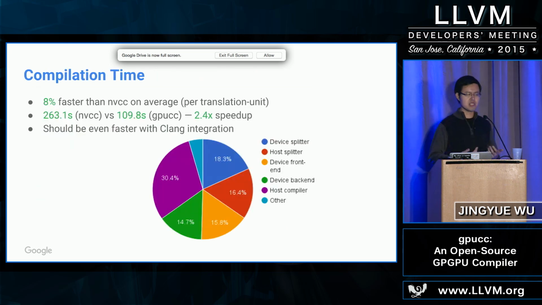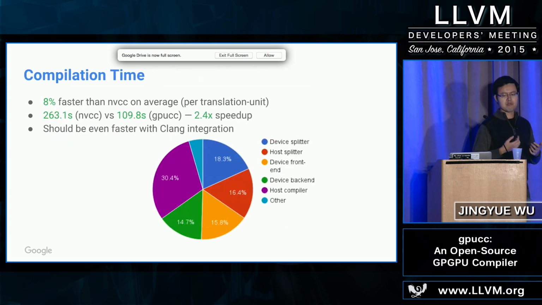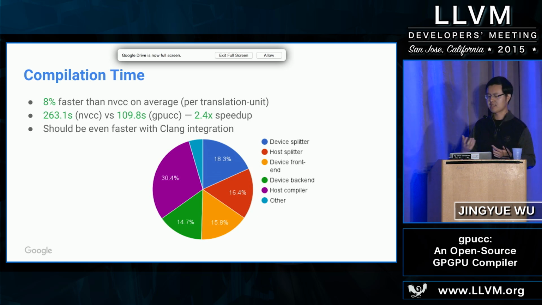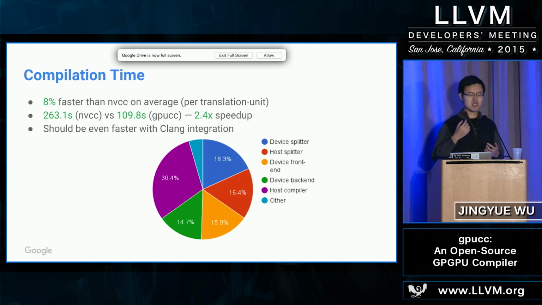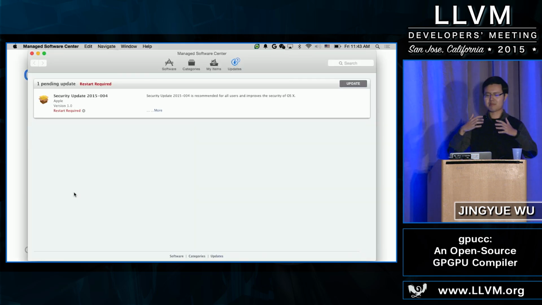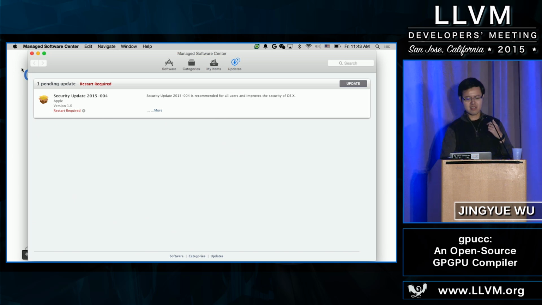So finally, the compilation time. We are 8% faster on average than nvcc. This is a per translation unit average, by the way. And there's one interesting kernel. It's a very heavily templated kernel, so it expands to very long code.